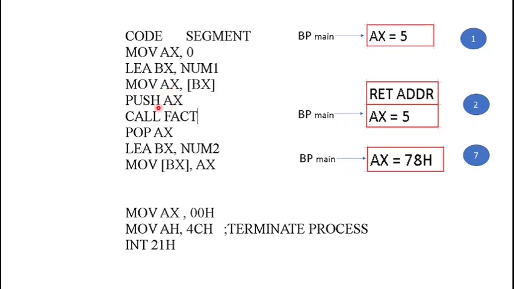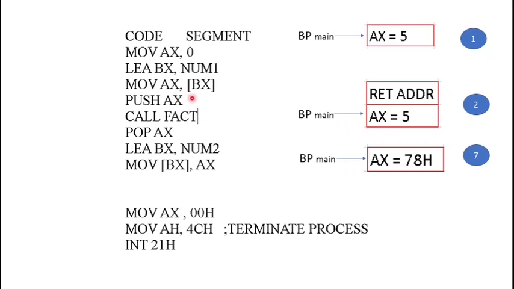Now we are doing push AX. So when you do push AX, what happens is the content of AX, which is 5, right? AX along with its content 5, or the content of AX, is pushed into the stack. So this will be the stack status when the first push is executed.